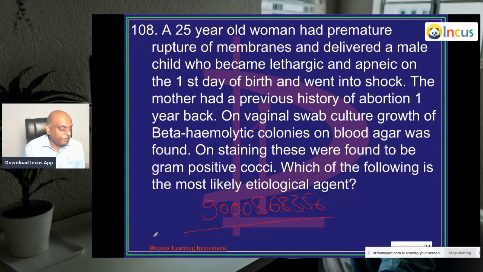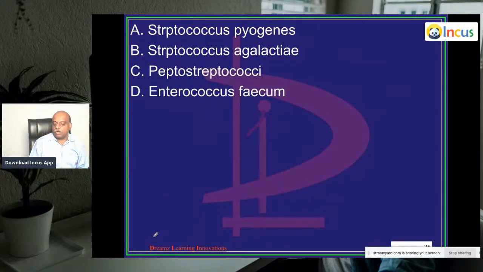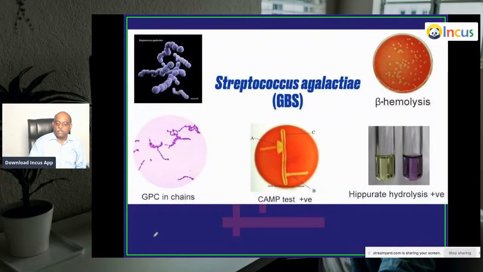Now, a 25-year-old woman had premature rupture of membranes, delivered a male child who became lethargic and is apneic. On vaginal swab culture, growth of beta hemolytic colonies on the blood agar are found, and they are found to be gram-positive cocci. What could be the most likely vaginal flora that can lead to the development of abortion, and also it can lead to development of meningitis? It is Streptococcus agalactiae is what you need to remember. Streptococcus agalactiae is group B streptococcus. How do you recognize it? Beta hemolytic, it is present in chains.